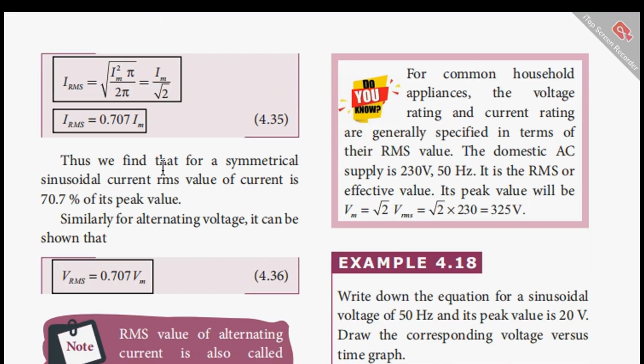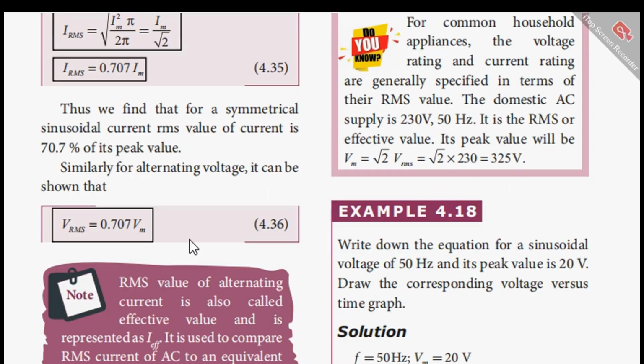And we find that for a symmetrical sinusoidal current, the RMS value of current is 70.7% of its peak value. And similarly, for alternating voltage, we have VRMS equal to 0.707 times the maximum voltage Vm.